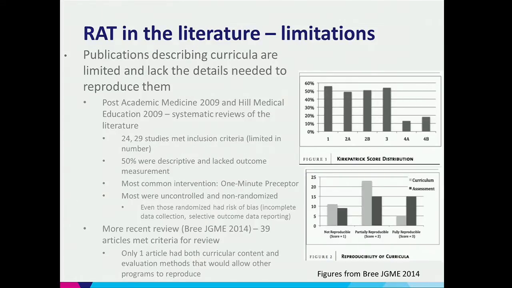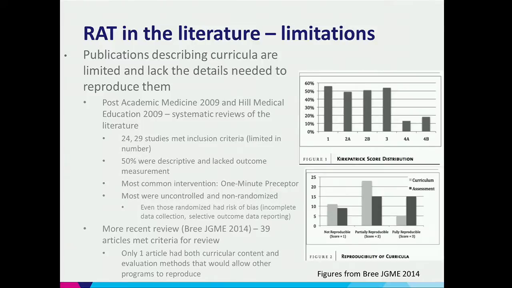So what are limitations in the curricula? The publications that are out there are limited and lack the details needed to reproduce them. There are 2 big reviews of the literature, big meaning the ones that are out there, and one included 24 studies and one included 29 that met inclusion criteria. Both were in 2009. So not a ton of publications out there.